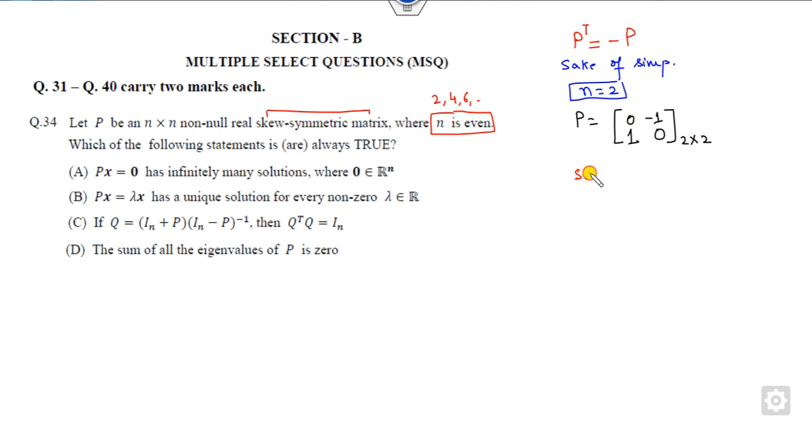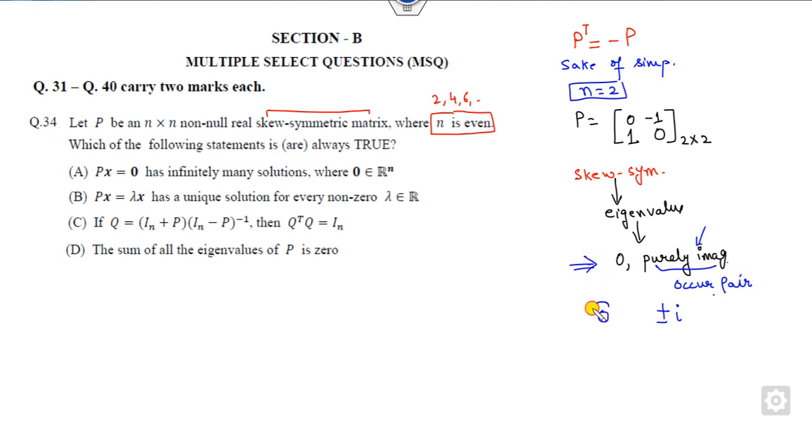Also we know that whenever there is a skew symmetric matrix, what are the eigenvalues of this? Either 0 or purely imaginary. And we all know that imaginary values occur in pairs. So if I consider 2 cross 2, the eigenvalues are plus minus iota. Once they are of even order, this always occurs in pairs. So what is the sum of the eigenvalues? The sum of the eigenvalues is always 0. So this option is correct.